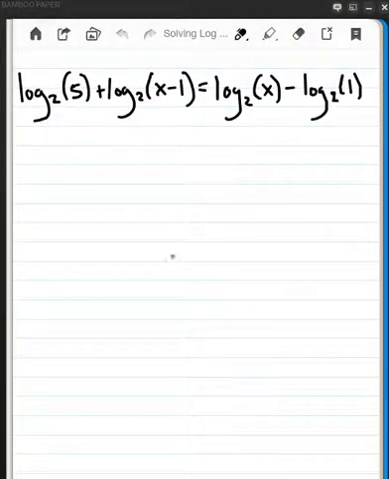Let's move on. Alright, here we have neither of the two initial setups that we said we were allowed to have if we wanted to solve. We don't have a log equals a constant. We don't have a log equals a log. Instead, we have two logs on one side, two logs on the other.